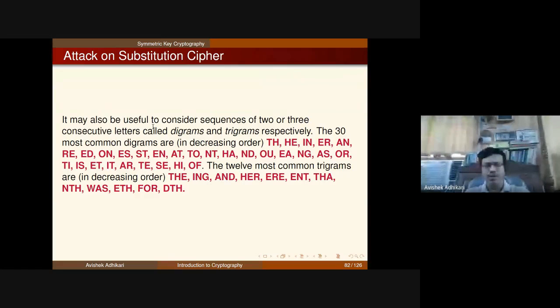So today I'll stop here, and next class I will continue with a few more attacks, and then I will go to the public key cryptosystem, where you will find how prime numbers really play the most important role.